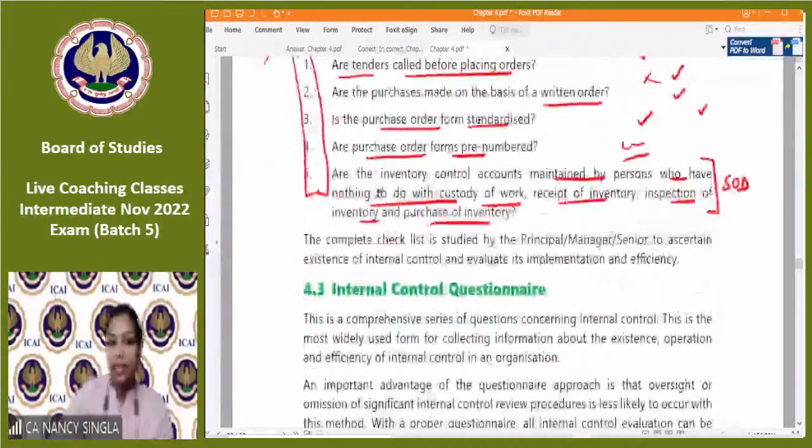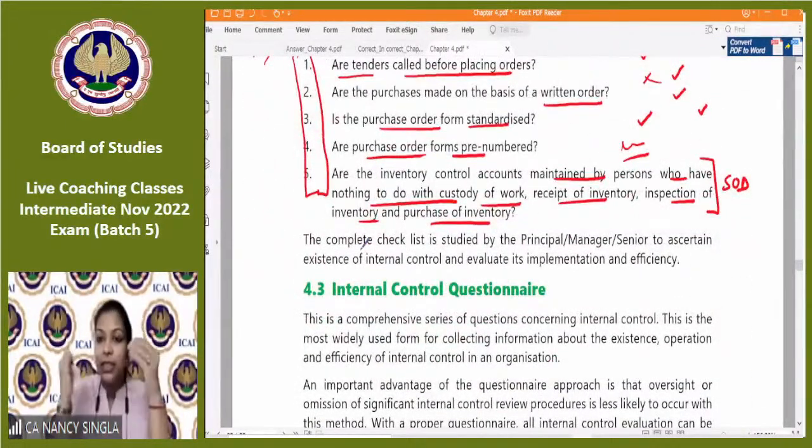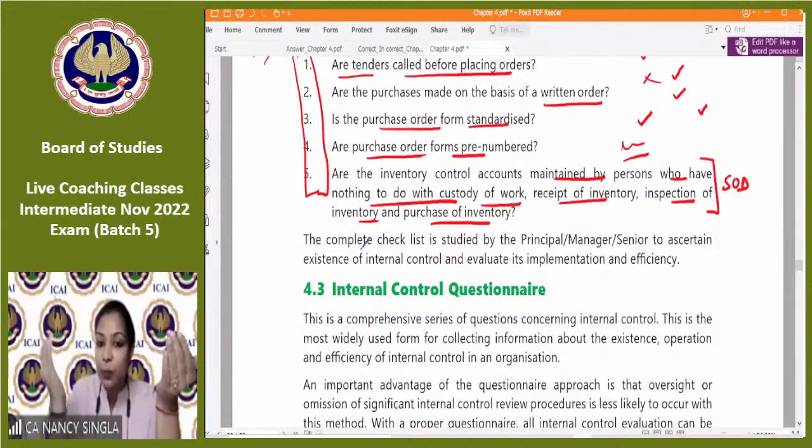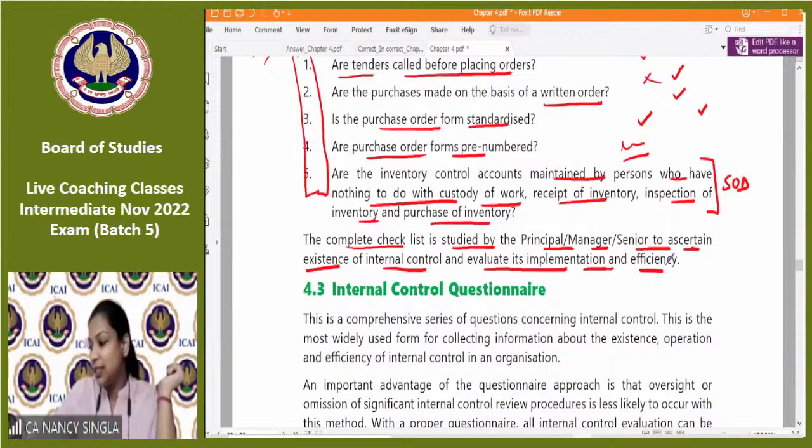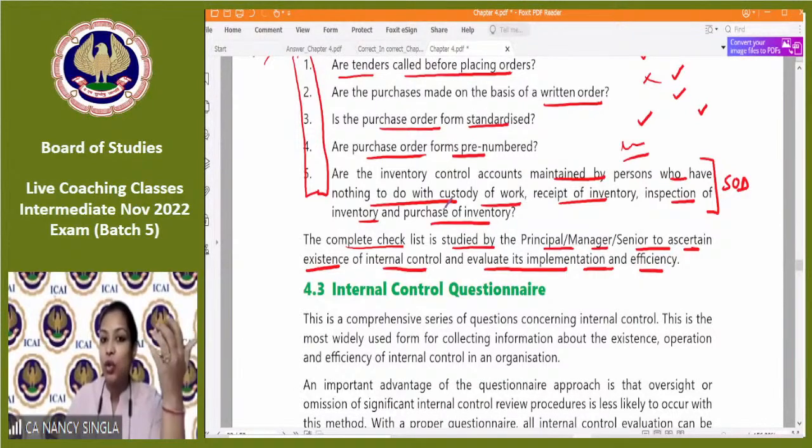Example, this purchases wala example. Then what will happen? This will become part of what? Audit documentation, and it will be studied by whom? The principal or the senior. So the complete checklist is studied by the principal manager senior to ascertain the existence of internal control and evaluating its implementation and efficiencies. Are you able to understand? Check the list which has been given. Who will do that? It will be done by the auditing staff. How? He will look at the process and there are options given. Yes, no, not applicable. The same will be done and he will be putting the initials.